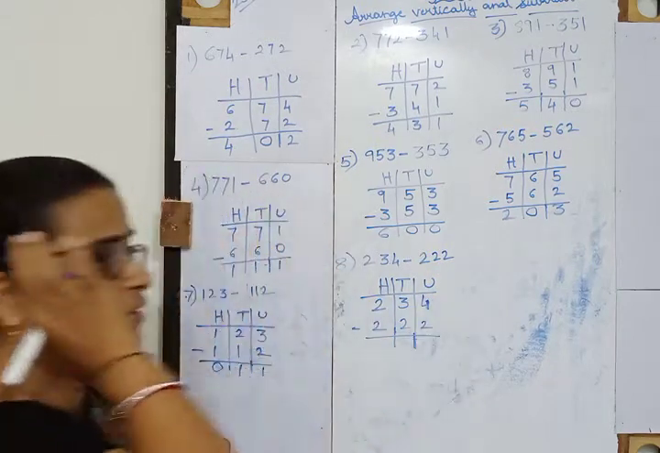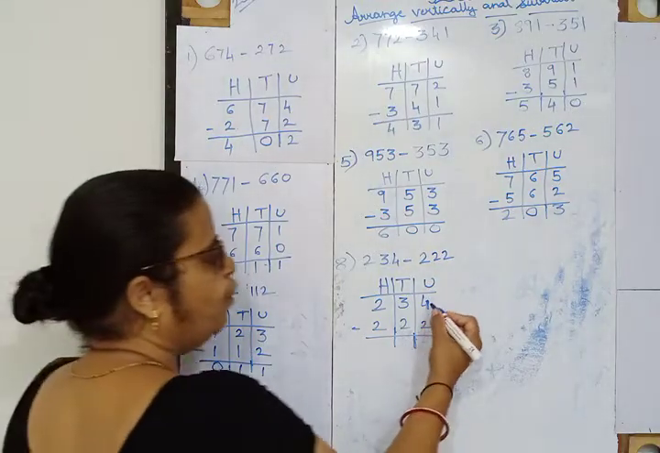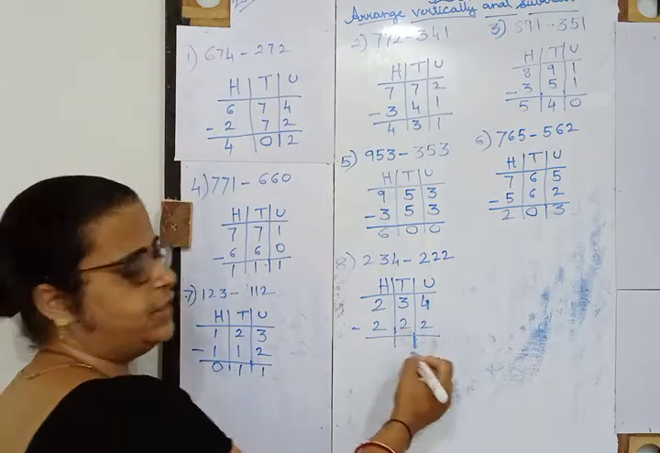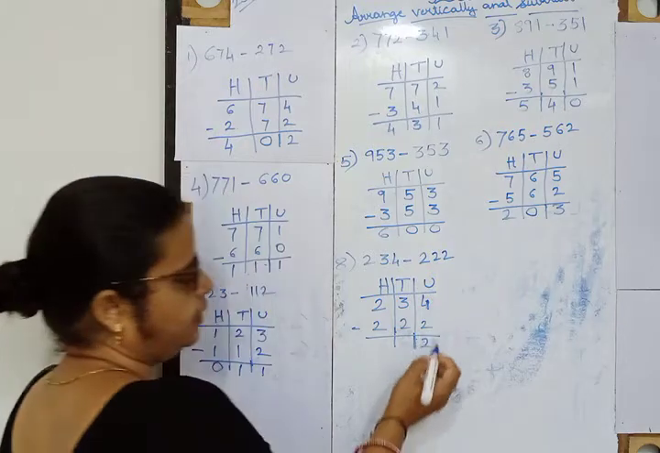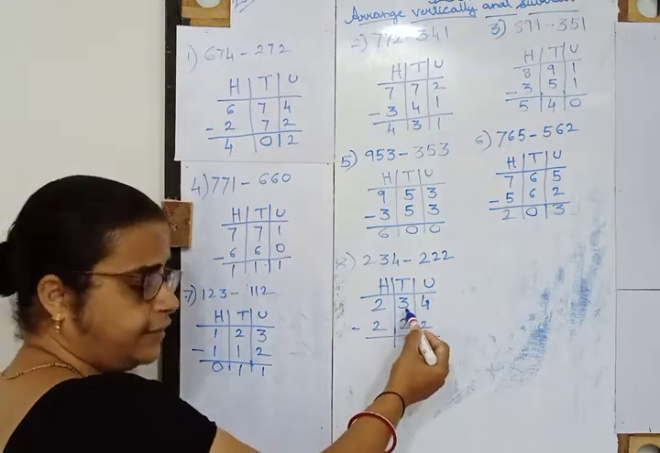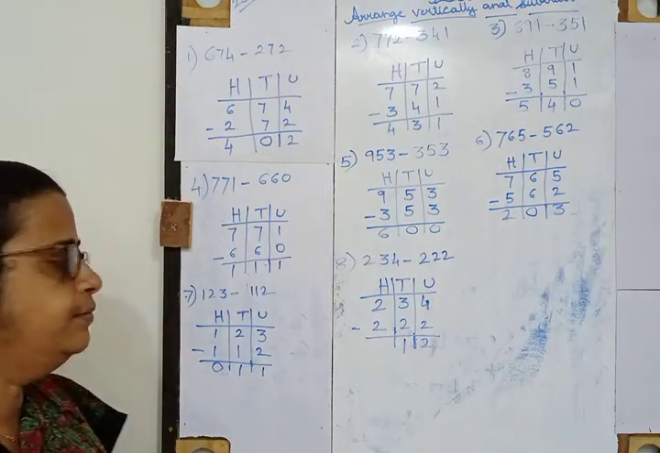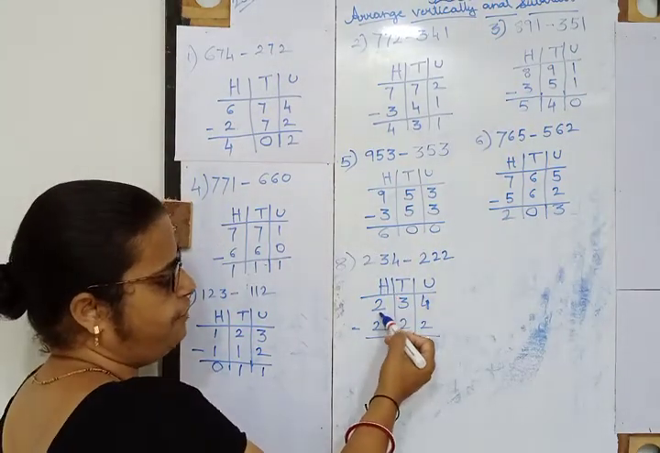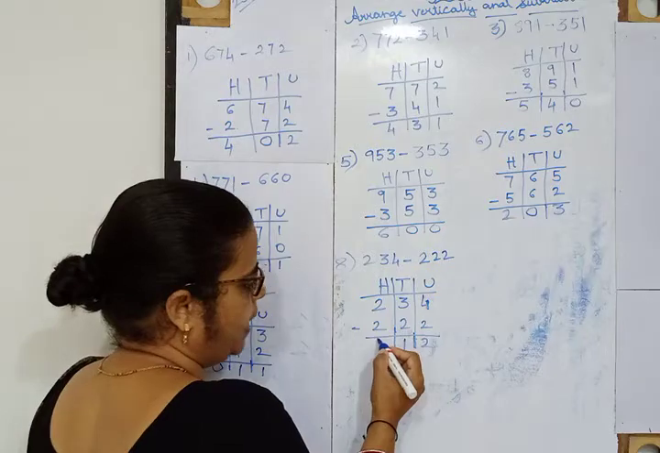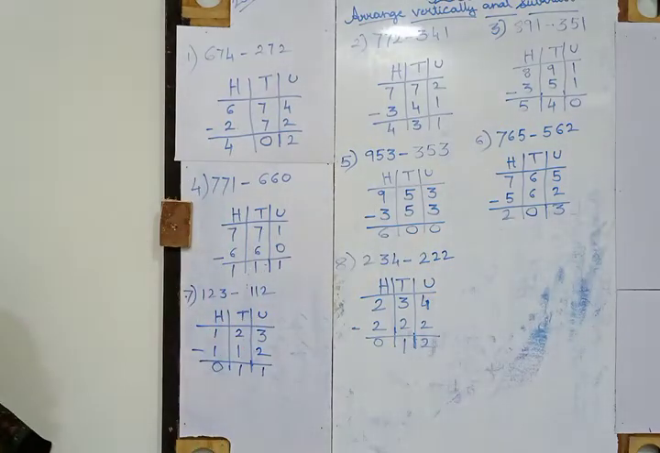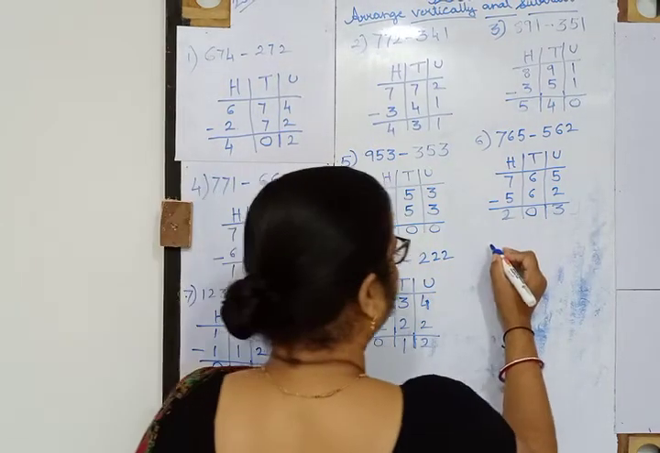Now let's begin with the units column. 4 units minus 2 units, we get 2. In the tens column, 3 tens minus 2 tens, we get 1. And in the hundreds column, 200 minus 200, we get 0. Next example.